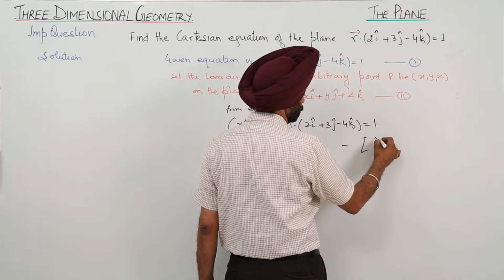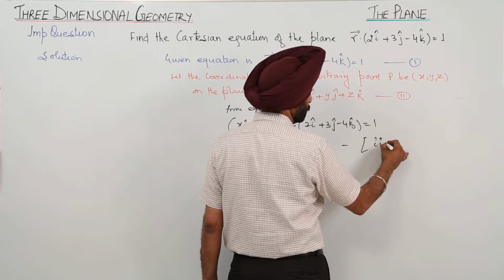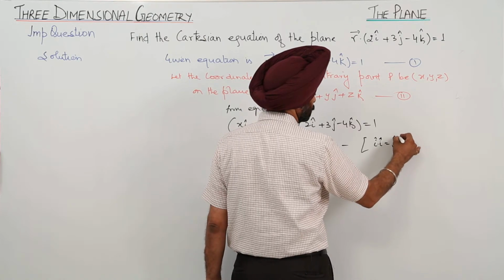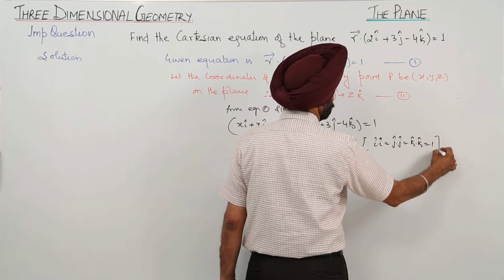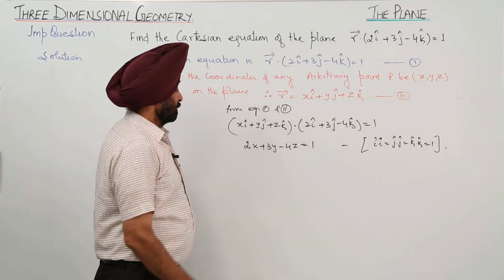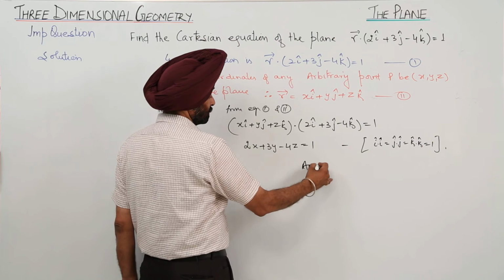I cap dot i cap is equal to j cap dot j cap is equal to k cap dot k cap is equal to 1. So this is the answer.